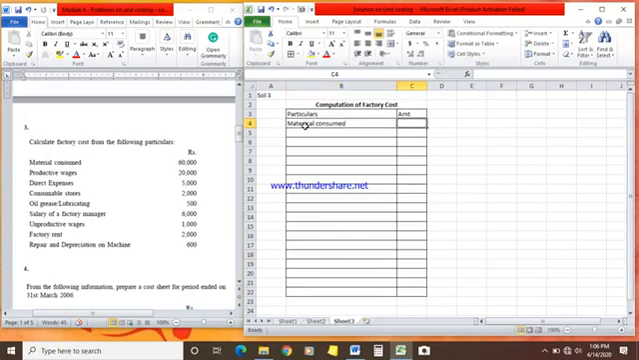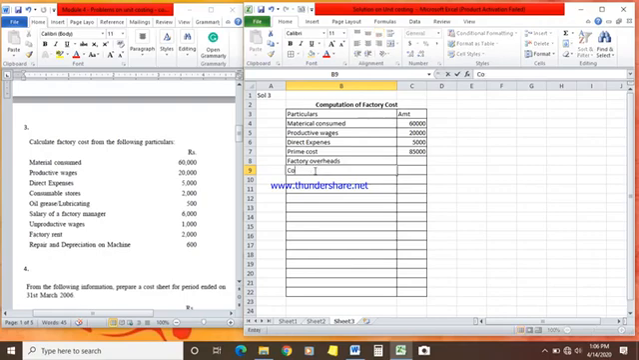material consumed 60,000, productive wages 20,000, direct expenses 5,000. So total comes to 85,000. This is our prime cost, and for this we are going to add factory overheads to get factory cost.